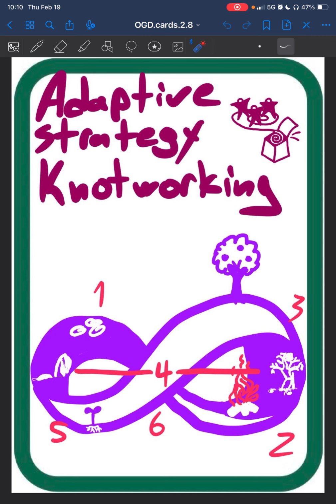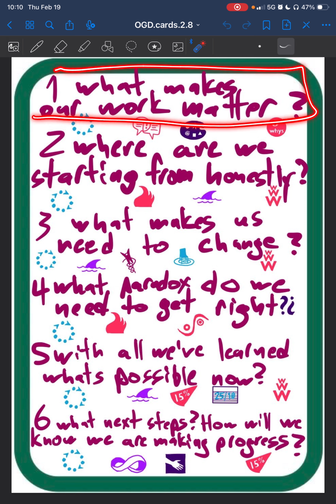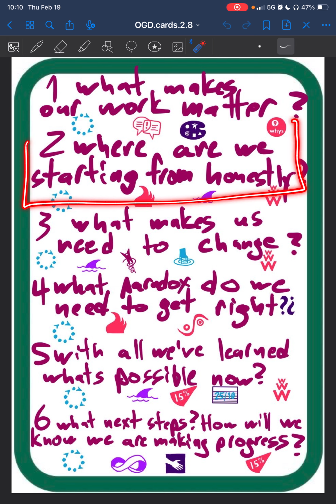Now, adaptive strategy Knotworking is more or less a list of 6 questions. Question 1 is one around purpose, and that is, what makes our work matter? What makes our work significant to us and our wider stakeholder context? Question 2 is a question around baseline, and that is, where are we starting from honestly? Question 3 is that around context, and that is, what makes us need to change in this context?